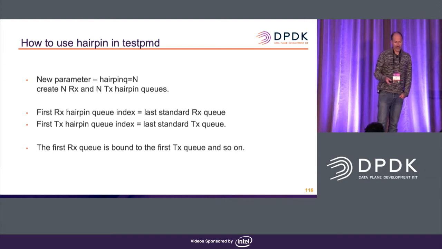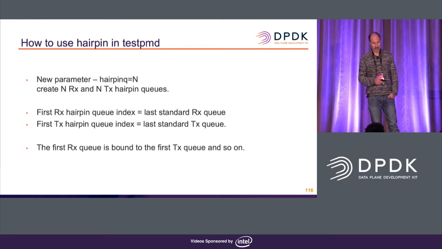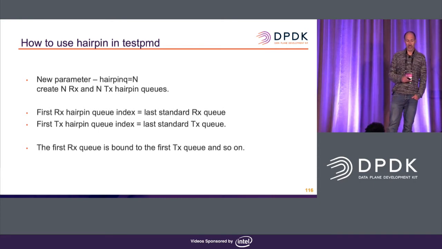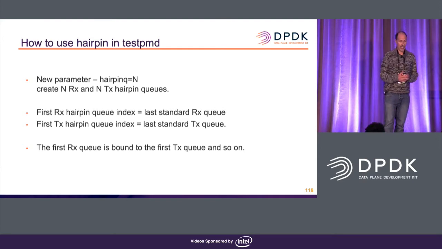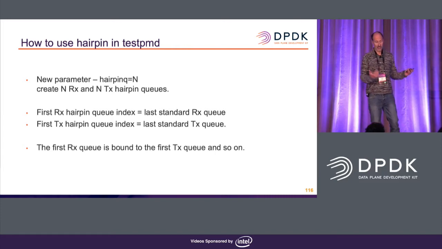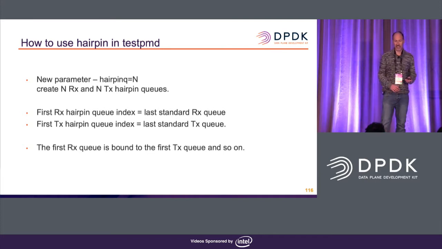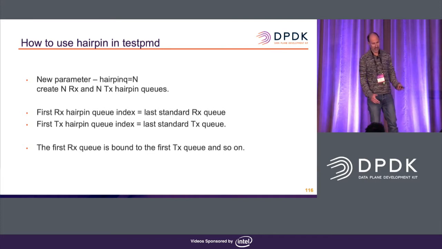In order to achieve this and to test it, we added a new command line parameter to testpmd, hairpin queue, which creates additional N RX queues and N TX queues to be used as hairpin queues. The first hairpin RX queue that will be created will be bound to the first TX queue. The second RX queue will be bound to the second TX queue. Again, this is in testpmd. In real life, you can do whatever you want.